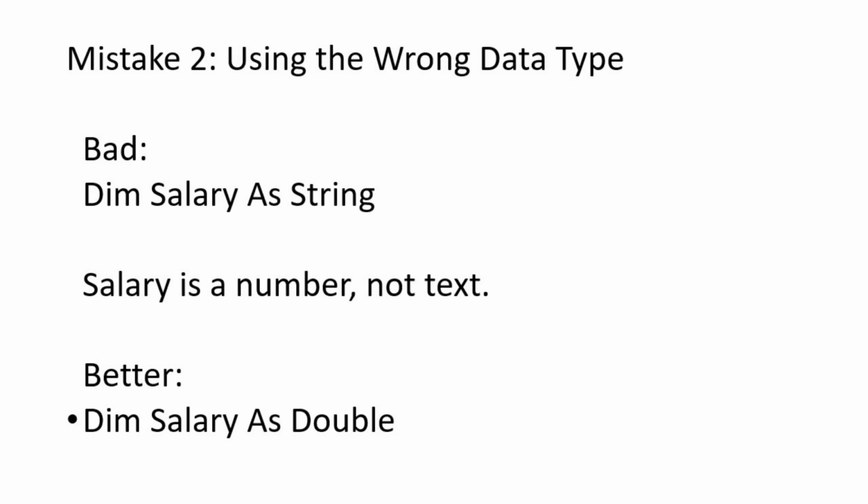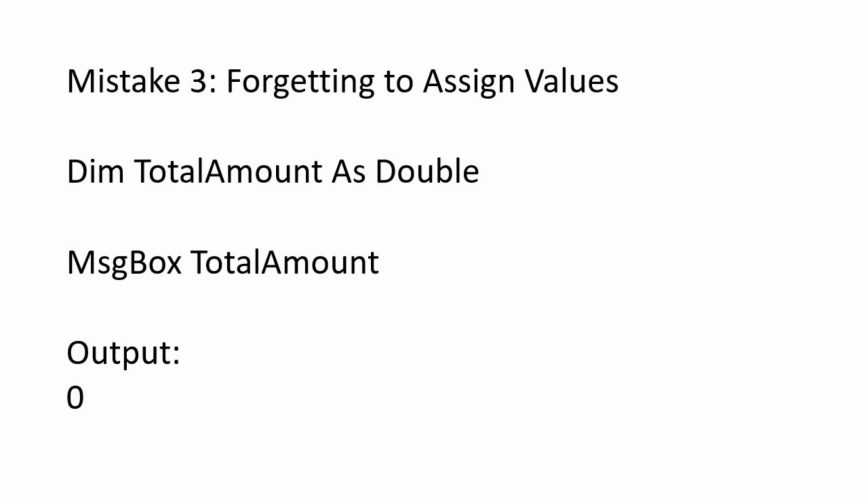Mistake 2: Using the wrong data type. It is bad for you to say Dim salary As String. Salary is a number, not text. The better way for you to declare it is Dim salary As Double. Mistake 3: Forgetting to assign values. Sometimes we will say Dim totalAmount As Double, then we would immediately print out totalAmount. In this case, totalAmount will be 0 because no value was assigned to totalAmount.